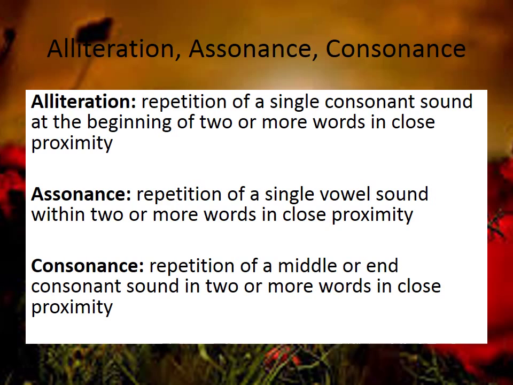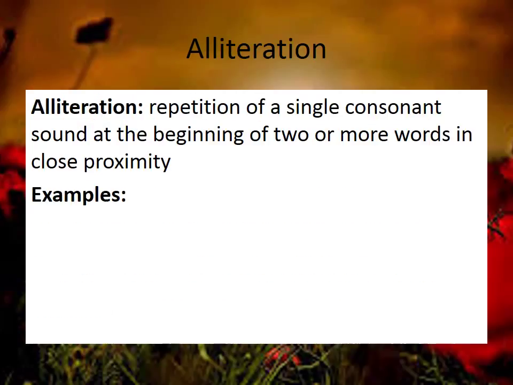Consonance is the repetition of a middle or end consonant sound in two or more words in close proximity. So they all are about the repetition of sound. It just depends on where it's occurring and whether it's a consonant or a vowel. So alliteration, again, is this repetition of a consonant at the beginning of the words.